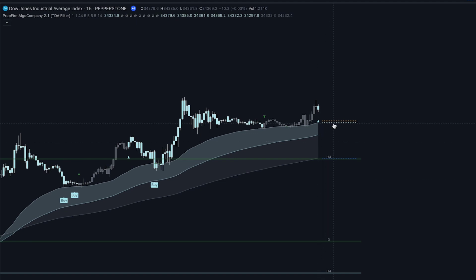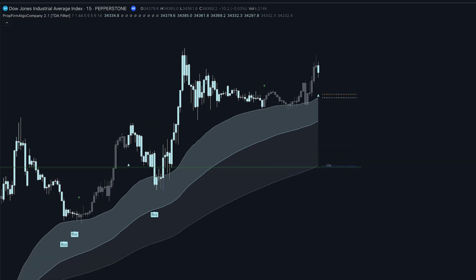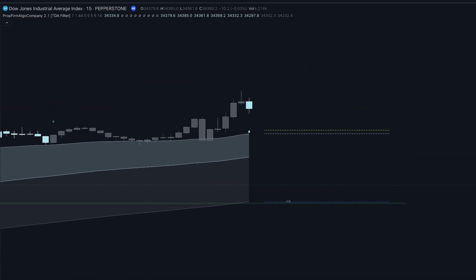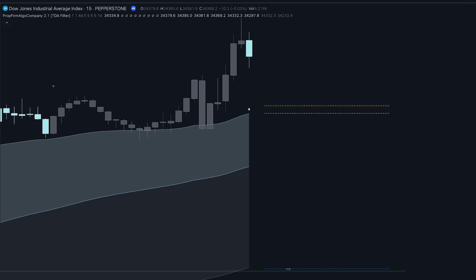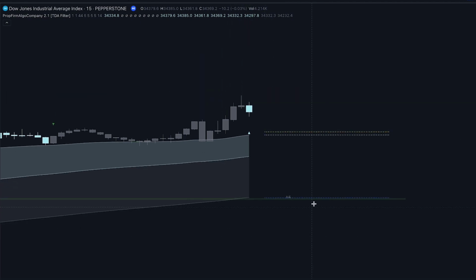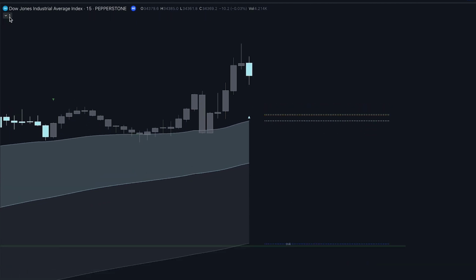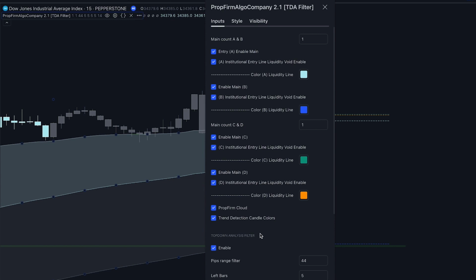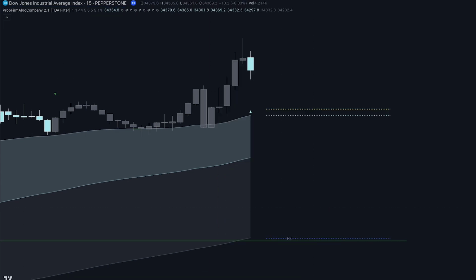The entry point is provided to you by 4 different lines. We're going to open this up just a little more so we can see more detailed information. See, it's very tight here, but you could see that there is a line here that's separated, a second dotted line, a third dotted line, and a fourth dotted line. We're going to show you what these dotted lines mean and how we can use these institutional entry lines to our advantage. So be sure to stick around because we're going to talk about this later in the video.